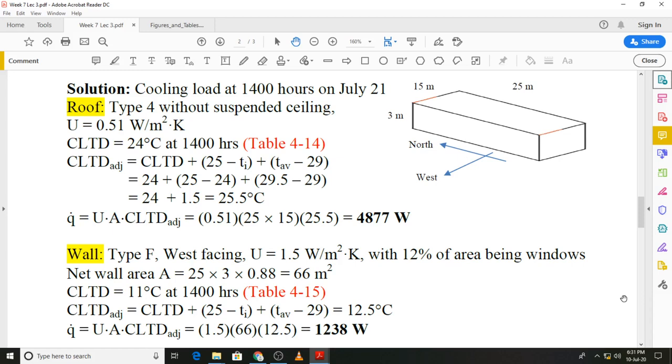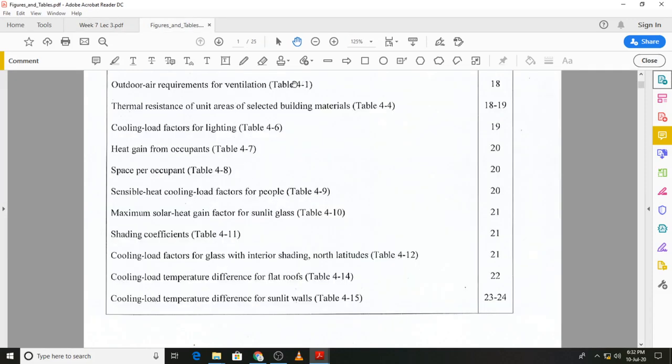So the equation that we will finally be using is Q dot equals U A CLTD adjusted, and before we are able to do that, we need the value of CLTD from table 4-14. I will go to that table and you will see how we make use of it to find the CLTD value. You can see that we have tables 4-1 to 4-15, which all relate to the cooling load calculations. In addition to that, when we find the cooling load, we will also at some point need to find values from the psychrometric chart.